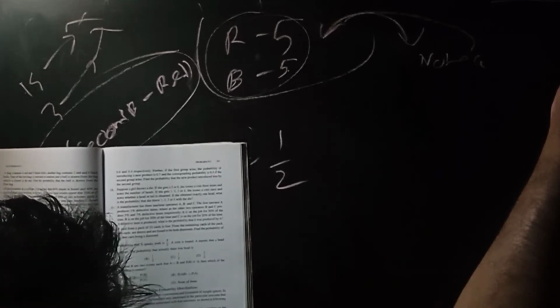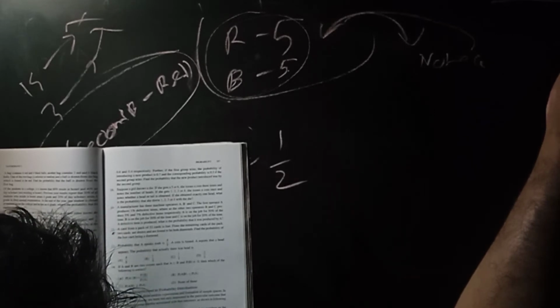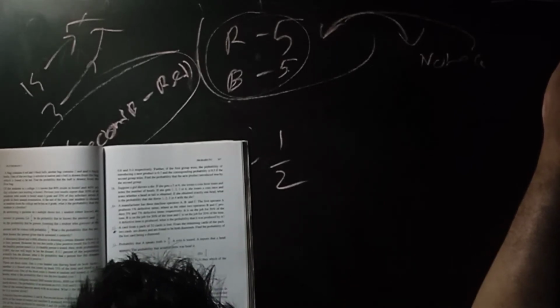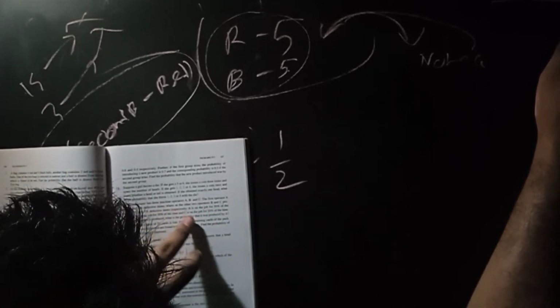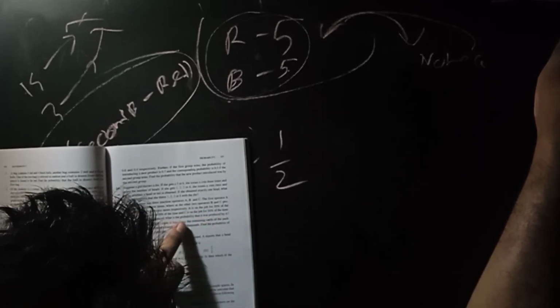I'm seeing questions. A pack of 52 cards, one is lost, and from the remaining cards one is drawn. Okay, this one is an extensive word problem, but just go through the words and you will be able to do it. Let's see.